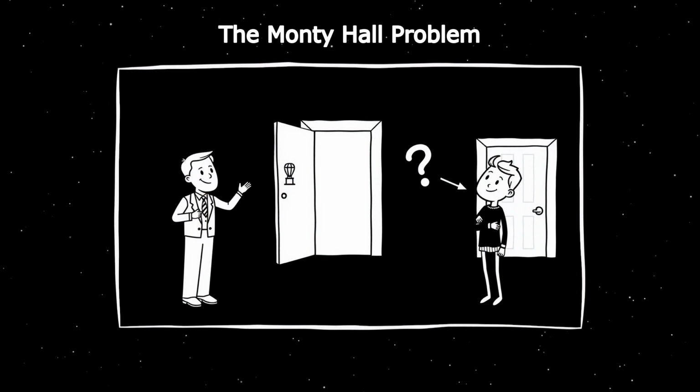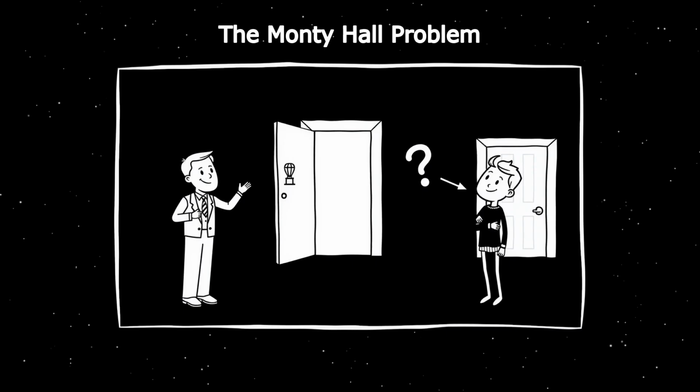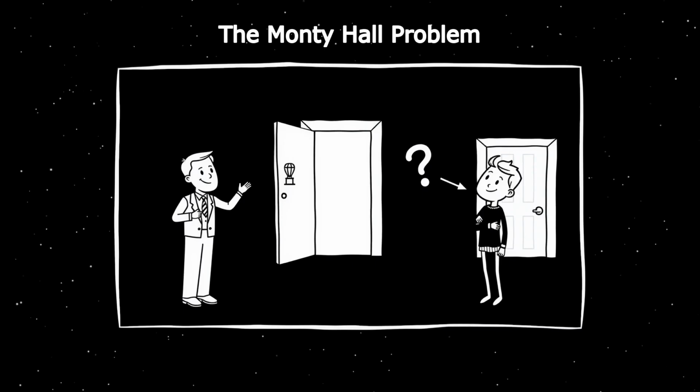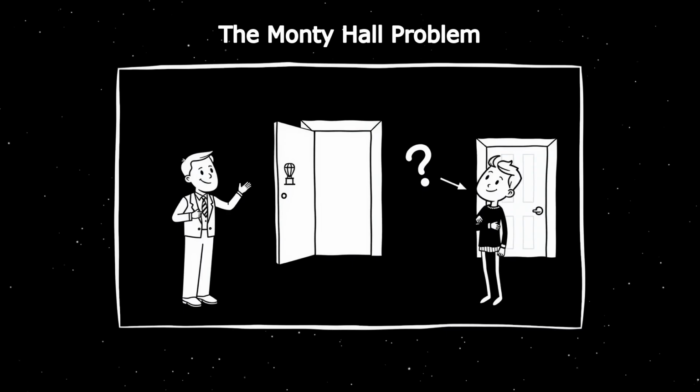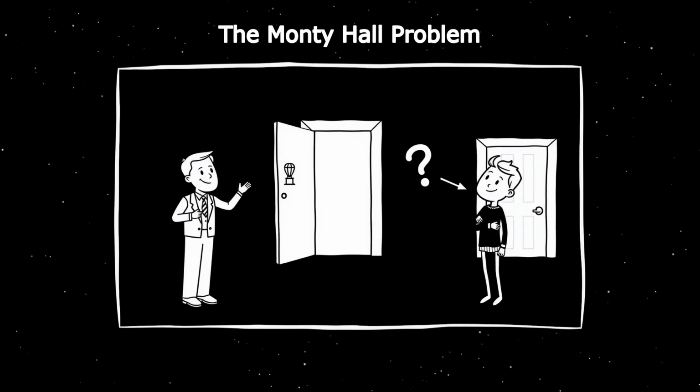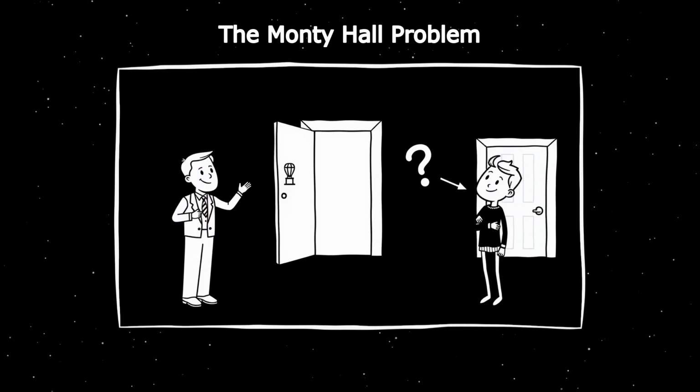2. The car is behind door B. Monty opens door C, showing a goat. If you switch to door B, you win. 3. The car is behind door C. Monty opens door B, showing a goat. If you switch to door C, you win.